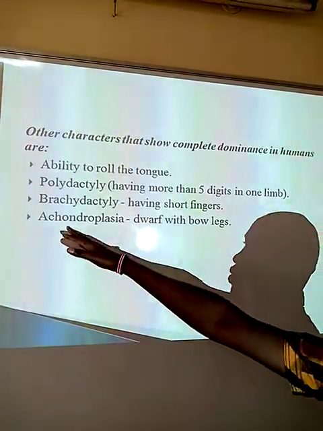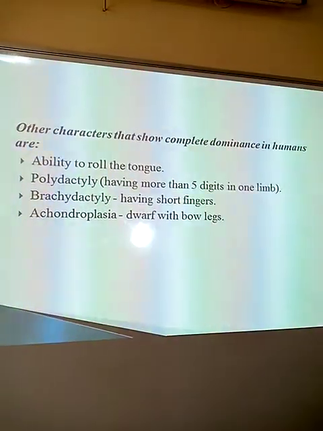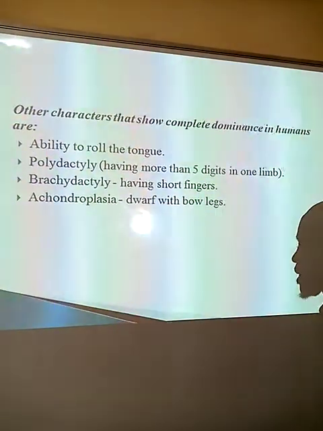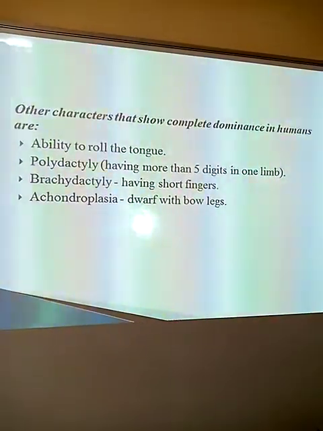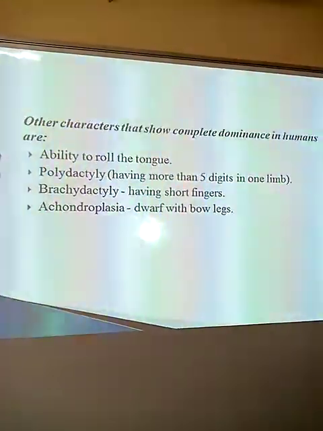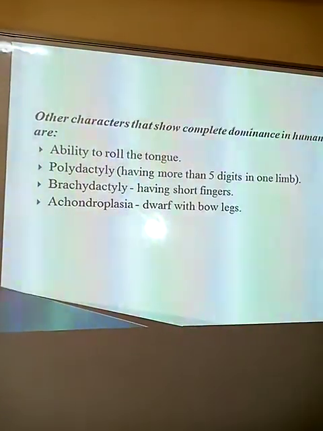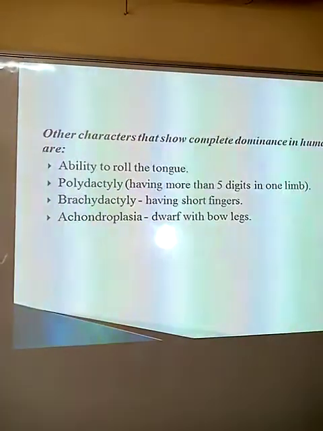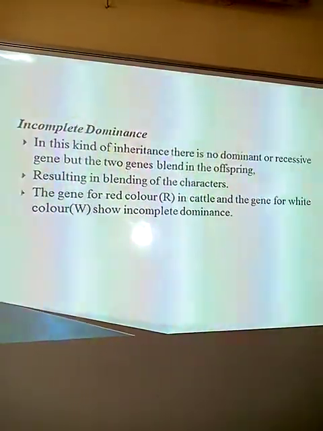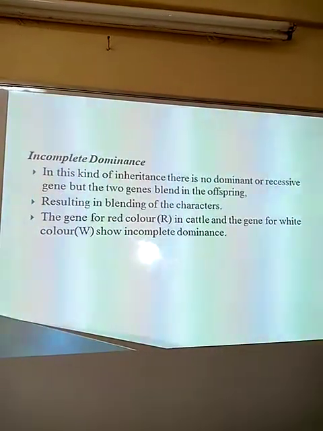Then we have what you call achondroplasia. That is dwarfism with bowed legs. There are people who are characteristically too short, or maybe they are just dwarf. That is a character that is recessive, but the normal stature is always okay.